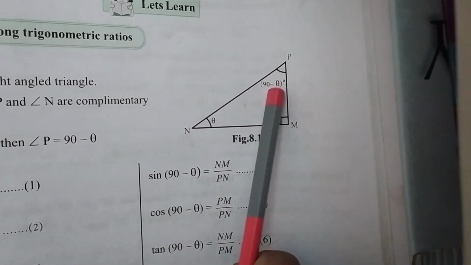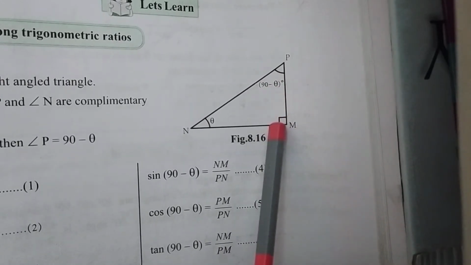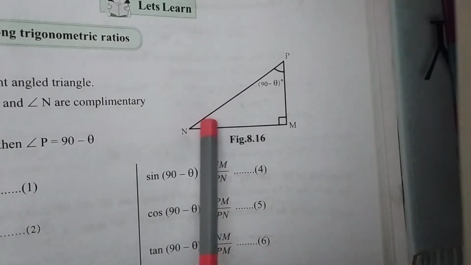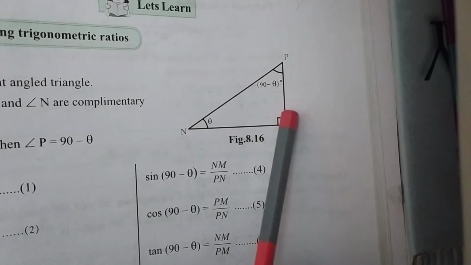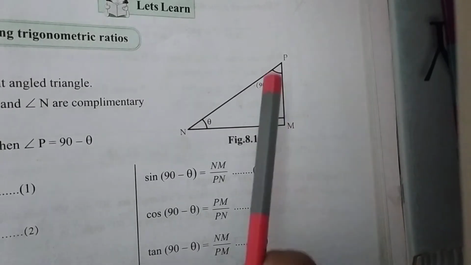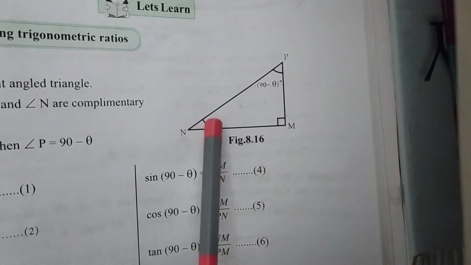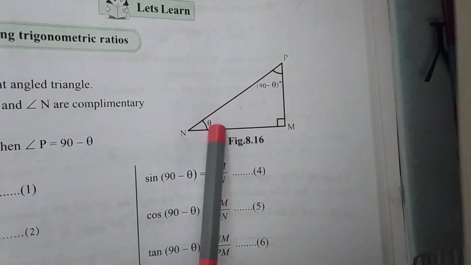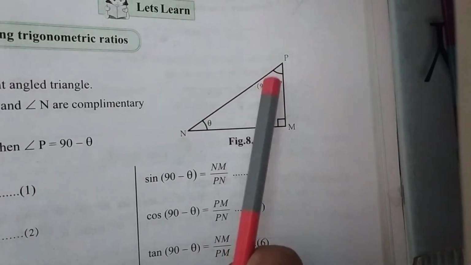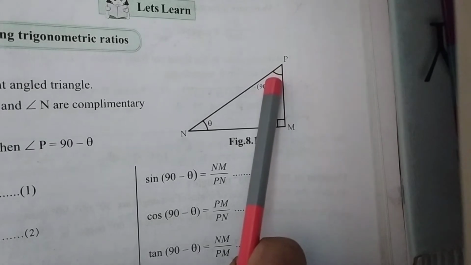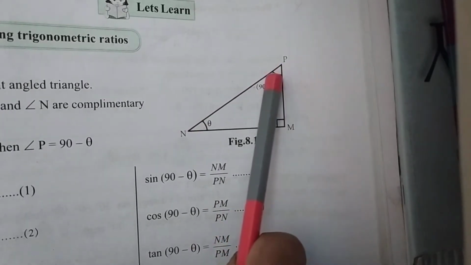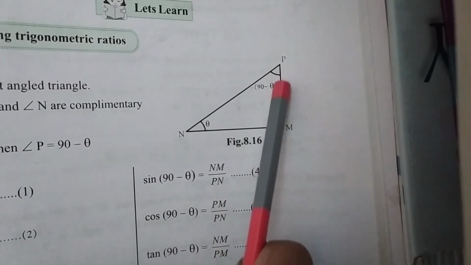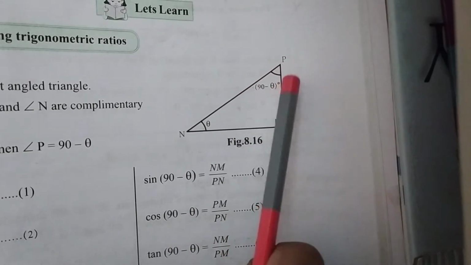Now how is it 90 minus theta? If this angle is 90 degrees, I know that the sum of the other two angles together should give me 90 degrees. Why? Because the sum of all three angles is 180 degrees. This is already 90, right? So, for the sum of all three angles to be 180, if 90 is already gone, the remaining two should sum to 90. That means theta plus angle P should be equal to 90. So what is angle P? 90 minus theta. That's why I get angle P as 90 minus theta.